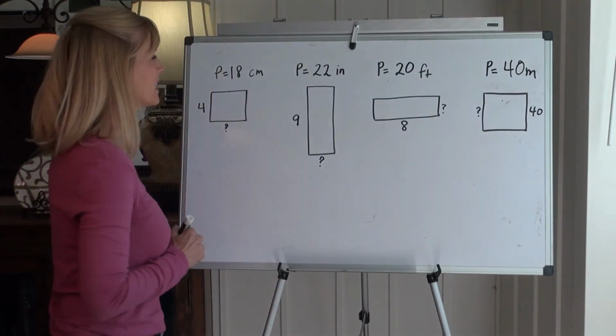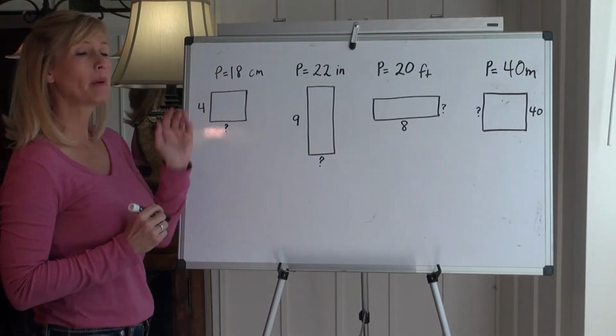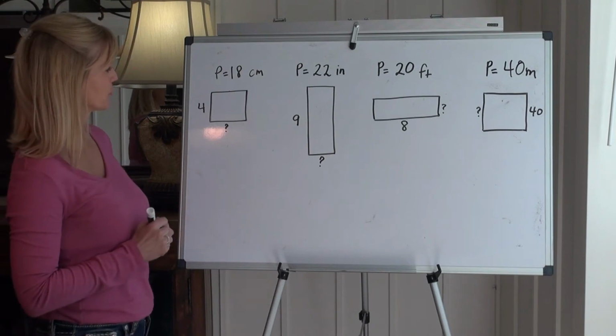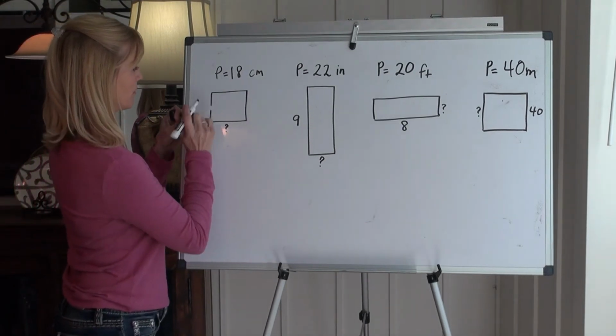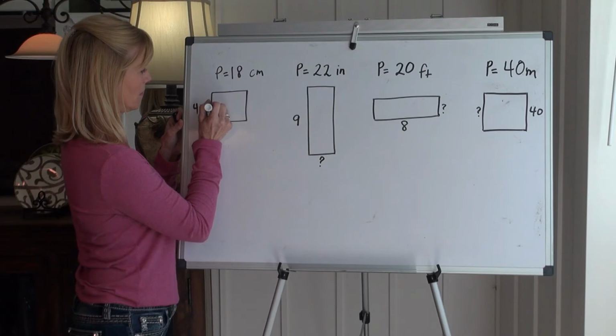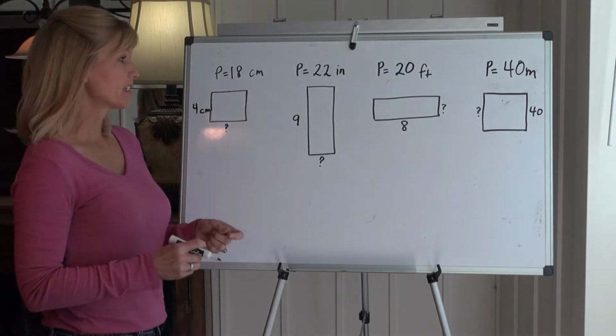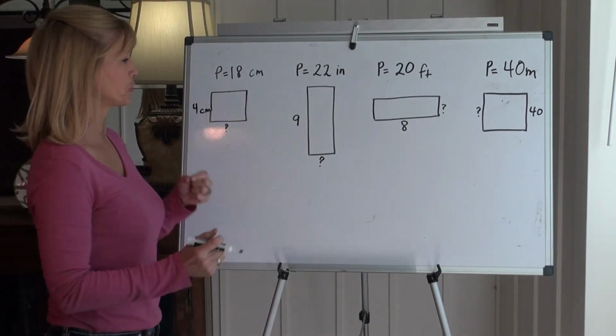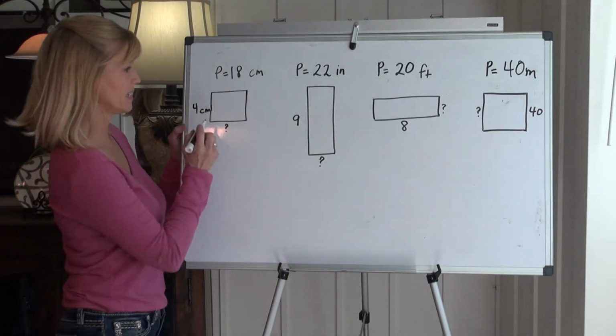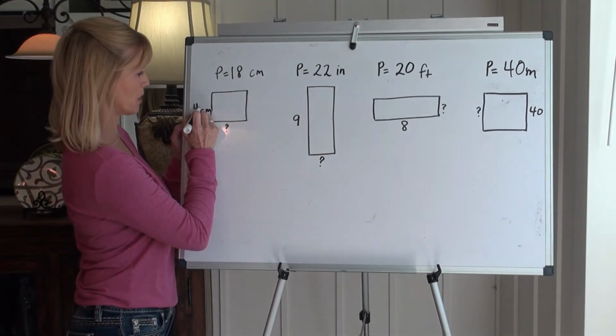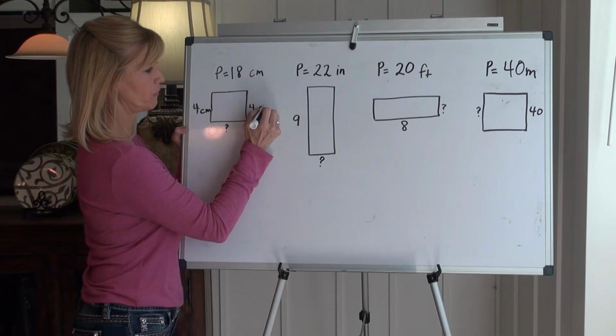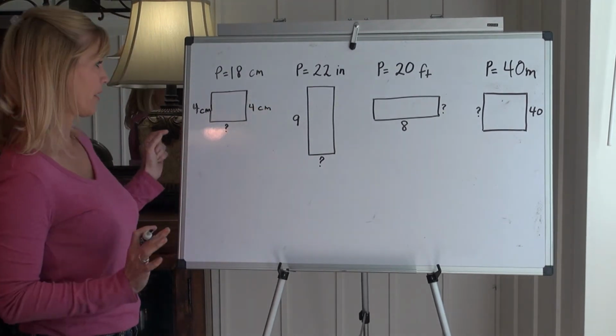Okay, let's try some together. This first one, the perimeter equals 18 centimeters. So, I'm going to add this right here. If I look at this, the first thing I know I can do for sure is label the other side of this. So if this side is 4, then I know this side has to be 4. So I already know that.